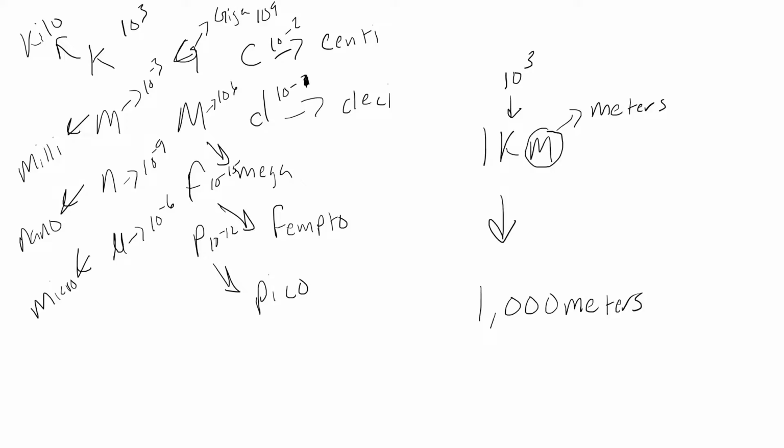Let's look at another example. What if I have 100 centimeters? This C here represents 10 to the negative 2. Assuming my decimal place is here, I want to go 1, 2. The negative sign means I'm going backwards in this case. So technically, this is 1 meter.